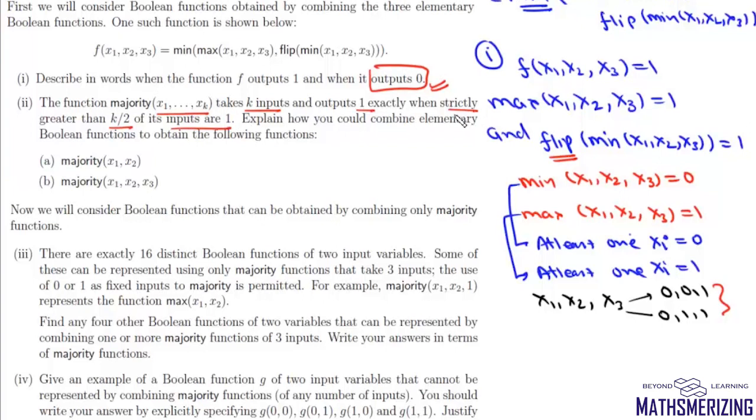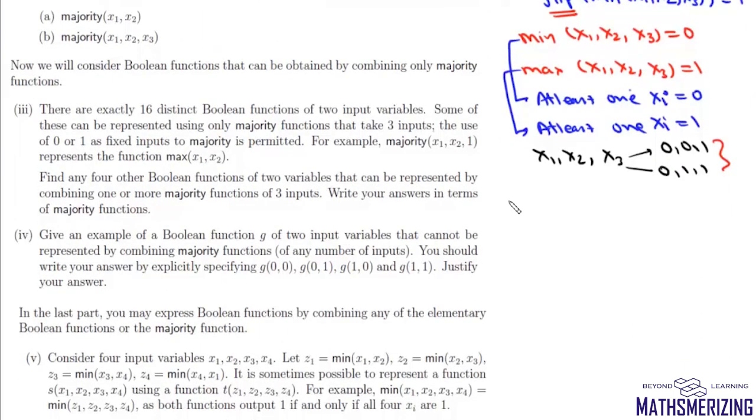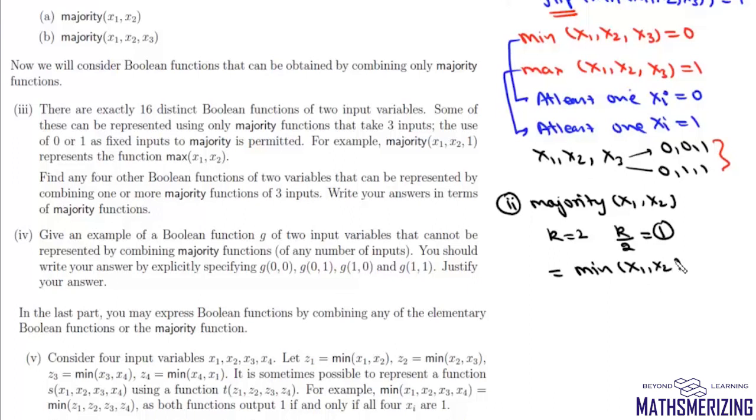Now explain how you could combine elementary Boolean functions to obtain the following functions. Majority of x1, x2. So if we look at the first one, we need to find this function majority x1, x2. Now here we have 2 inputs and k by 2 is 1. So it'll output value 1 if both the inputs are 1, and if both the inputs are 1, then basically this majority function is this minimum x1, x2. So this part A is a simple case.